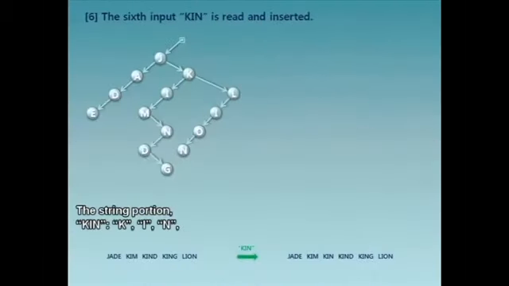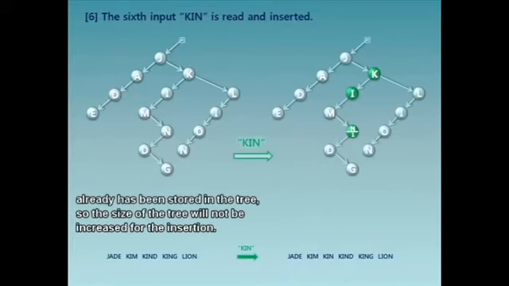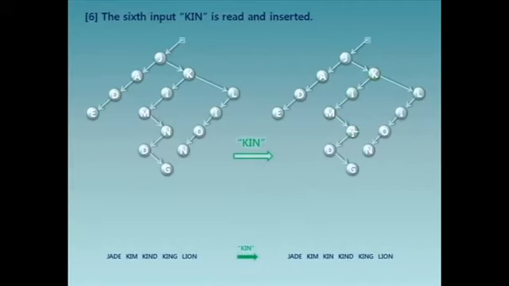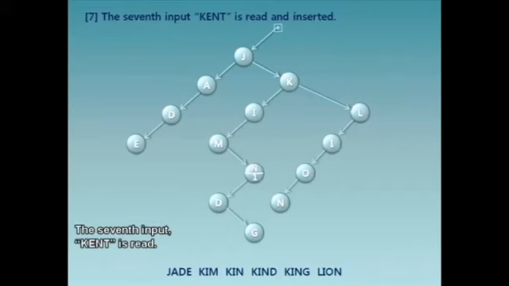The string portion kin already has been stored in the tree, so the size of the tree will not be increased for the insertion. As the figure shows, only the counter in the n node is incremented from its initial value 0 to the incremented value 1. The seventh input, cant, is read.